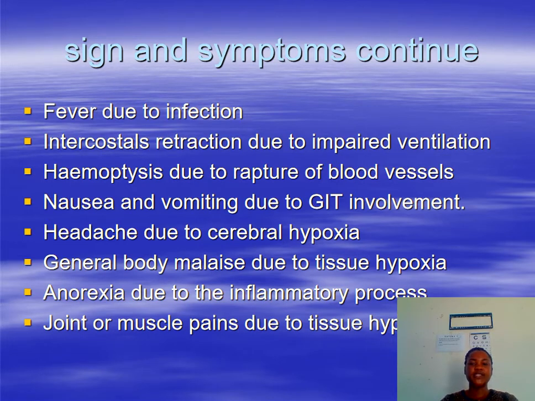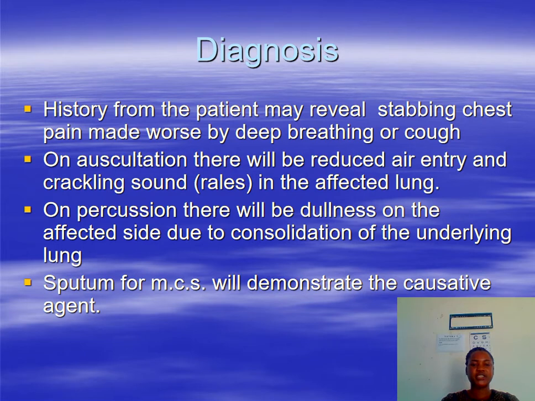So if the patient is presenting with these clinical features, how are you going to manage this patient? Looking at the diagnosis of pneumonia, just like any other condition, when a patient comes to the facility, you need to do history taking from this patient, which will reveal stabbing pain in the chest, and this pain may be made worse by deep breathing or cough. An auscultation may also be done. On auscultation, there will be reduced air entry and crackling sounds in the affected area.